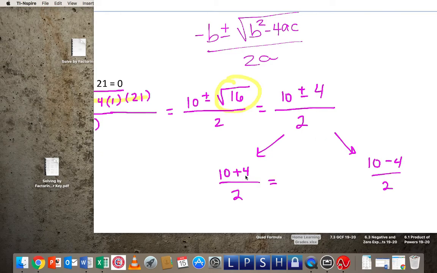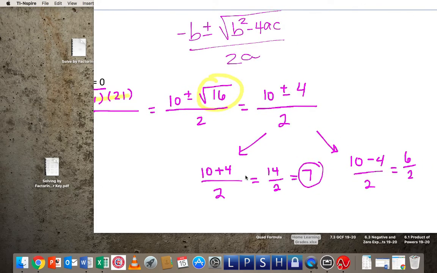Okay, well 10 plus 4 is 14. 14 divided by 2 is 7. Ten minus 4 is 6. 6 divided by 2 is 3.